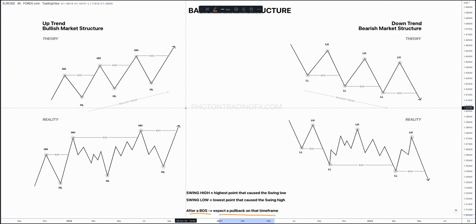Okay, so everything we're going to be doing so far is all in one time frame for quite a lot of lessons now. We'll do multi-time frame analysis towards the end. So everything for now, just think about one time frame. Okay, so after a break of structure, we expect the pullback on that time frame. So what does that mean?